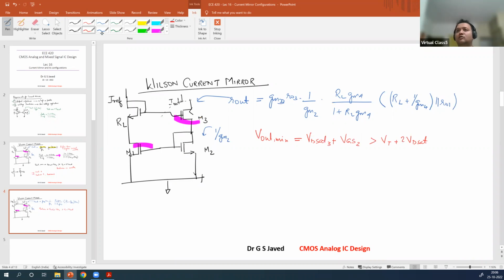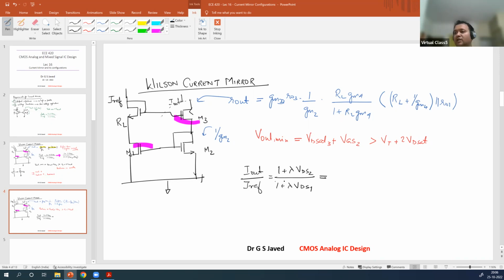Now let us look at what the current ratio is going to be. The current ratio is expected to be I out by I ref, again a ratio of the value of VDS, so 1 over lambda VDS2 to 1 over lambda 1 plus lambda VDS1. Now let us try to understand what will happen.